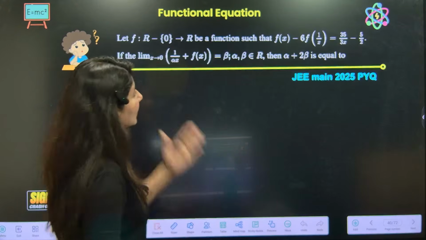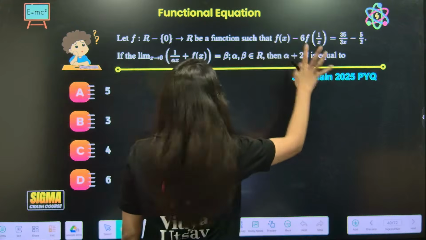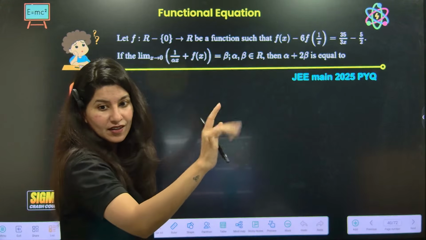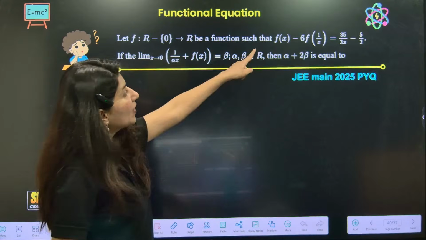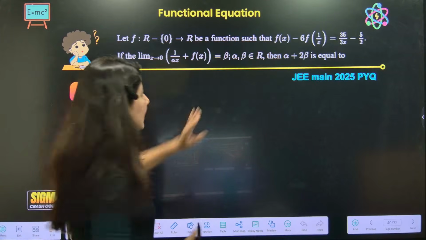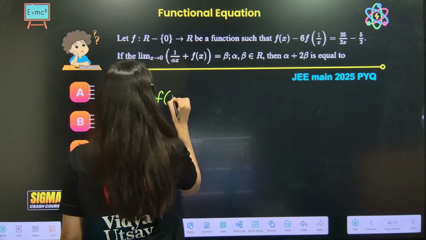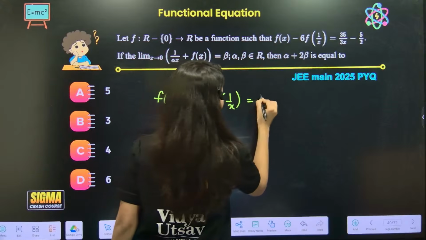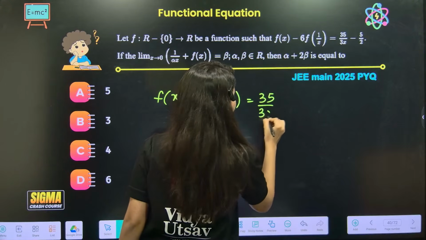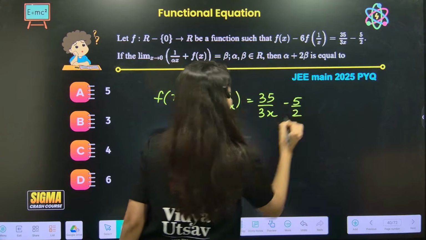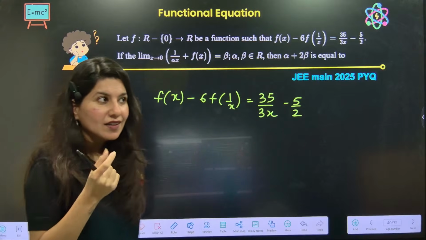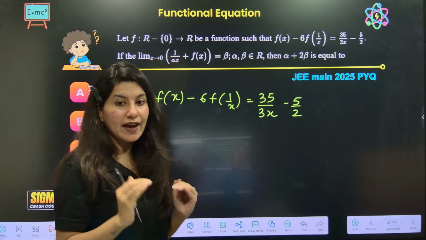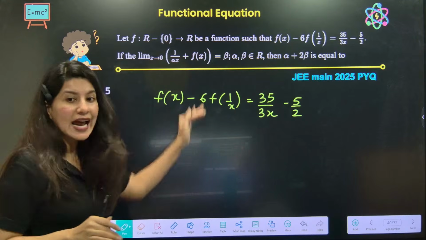So we have again f(x). All we have to do is figure out f of x. This question is all about figuring out f of x with that replacement technique. Now we have f of x minus 6 f of 1 by x equals 35 upon 3x minus 5 by 2. A slight calculation error can happen, so you just have to be careful while handling f of x.